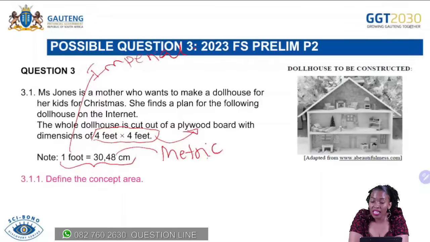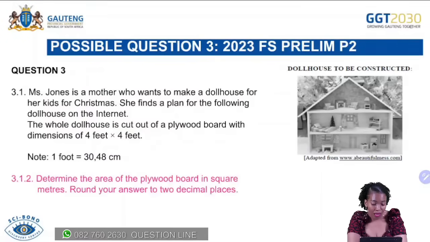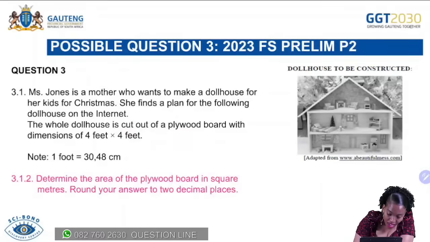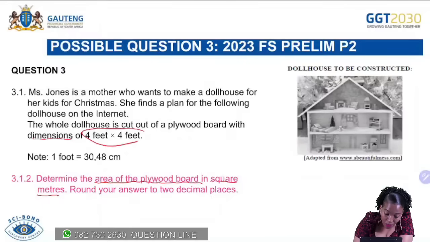So area, we say, is the amount of space that is covered by a 2D shape, because here we are talking about just an area. It is not a surface area. But go back and make sure that you revise and study what a volume is, what capacity is, what surface area is, what diameter is, what radius is. All those definitions can be examined on Monday. 3.1.2: Determine the area of the plywood board in square meters. Remember, they gave us the dimensions. It means this is the area.